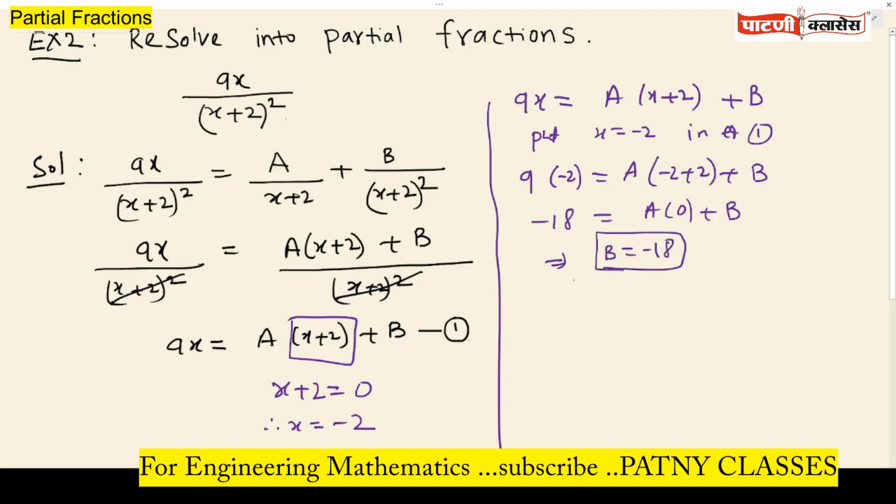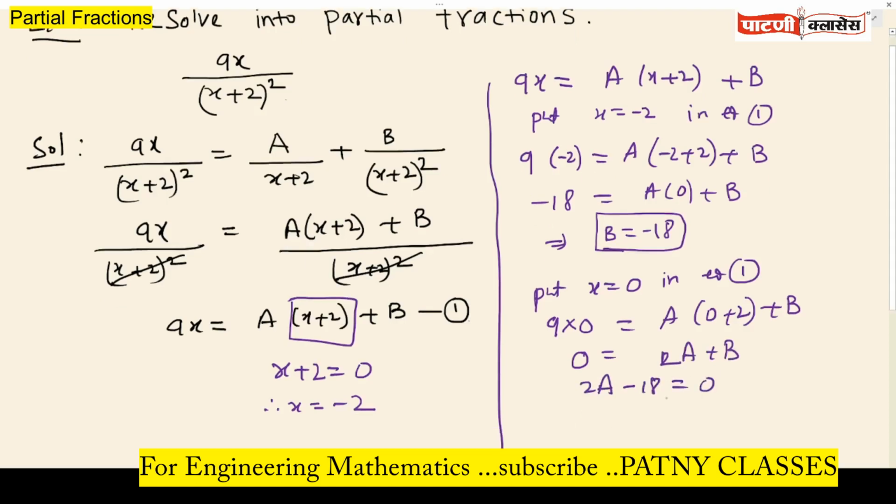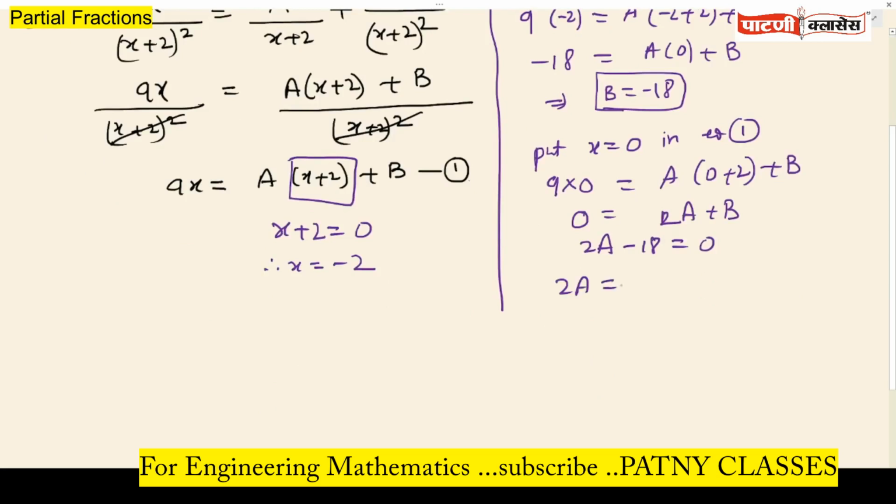To find the value of a, what we'll do? We'll put x equals 0 in equation 1. So 9 into 0, a into (0 plus 2) plus b. 0 equals 2a plus b. We already have the b value, minus 18, so 2a equals 18, a equals 18 upon 2, therefore a equals 9.